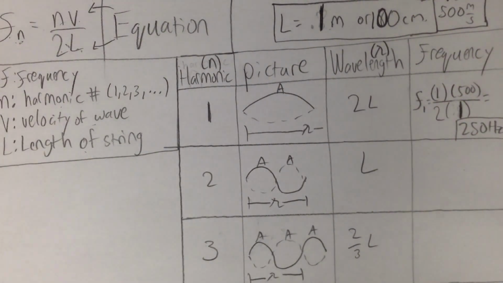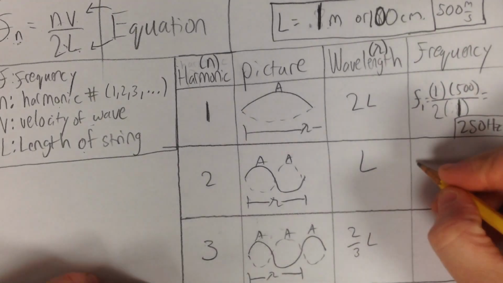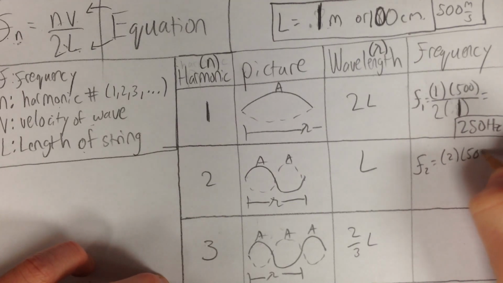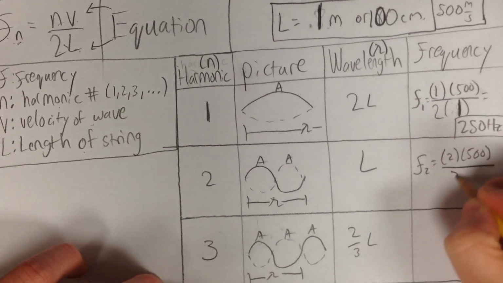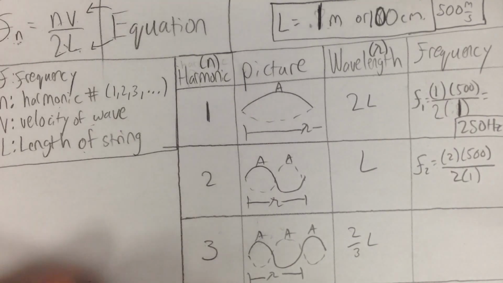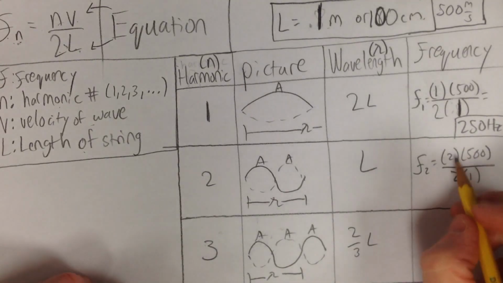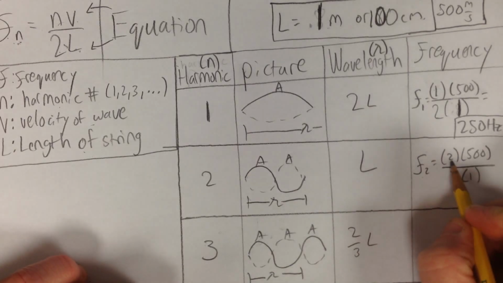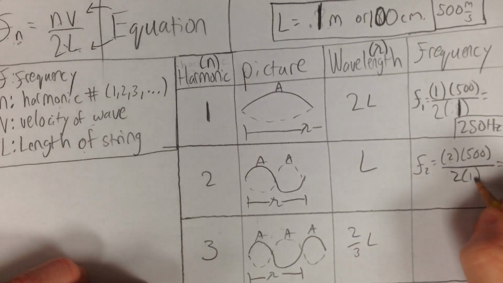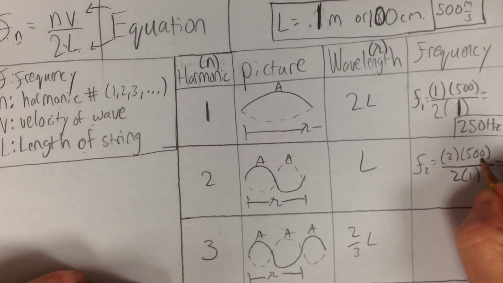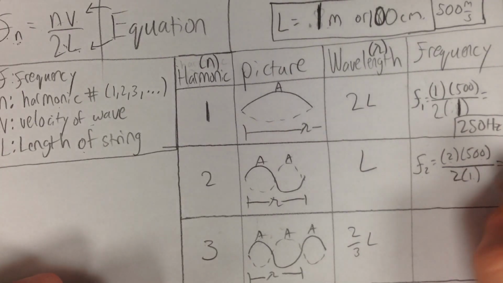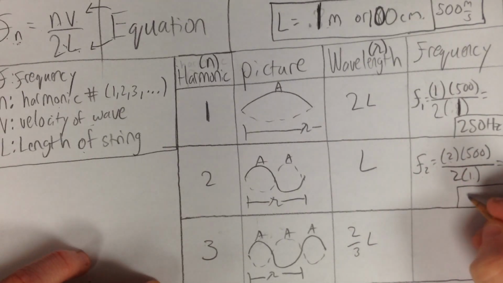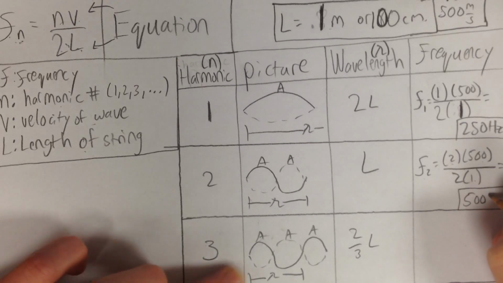Now on top of that, being played at the same time is the second harmonic. All these harmonics exist at the same time on the same string at once. So the only thing that changes is that we're calculating the second harmonic's frequency, so n equals 2. It's still a 1 meter string. It's still the same wave speed through that string. But now we just have the next harmonic, and when you multiply them out, you get 500 hertz.